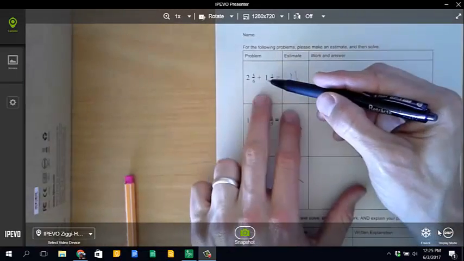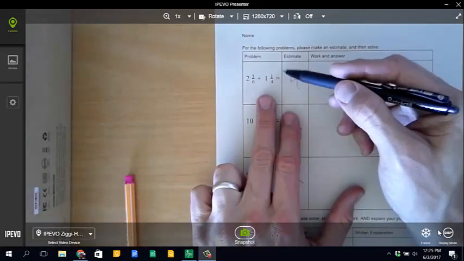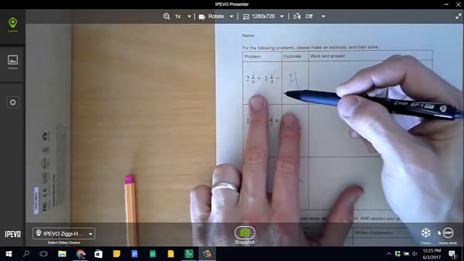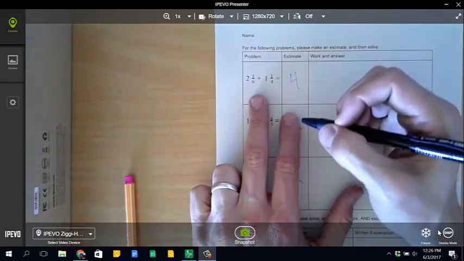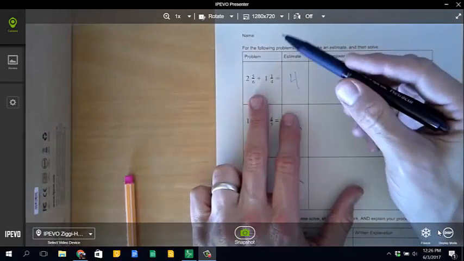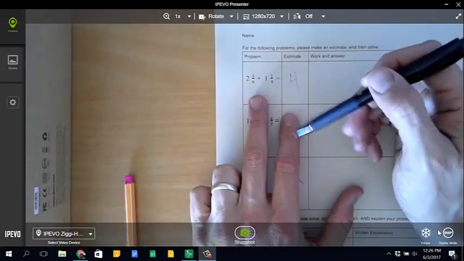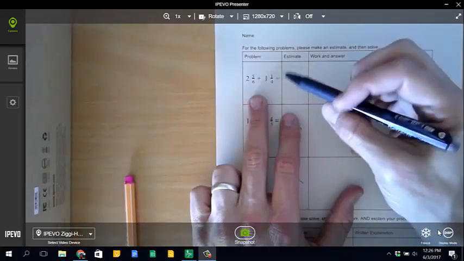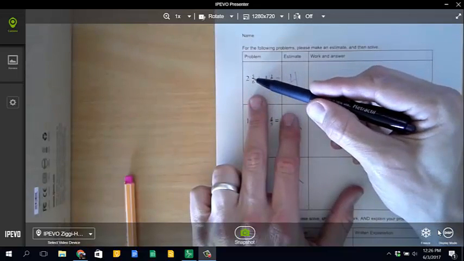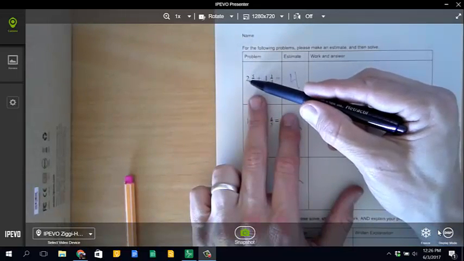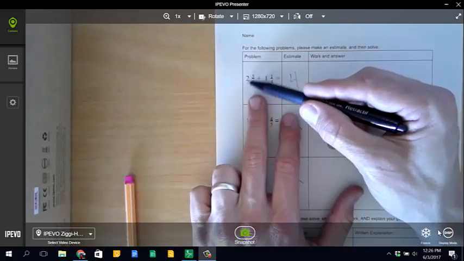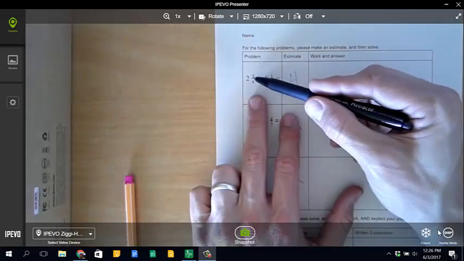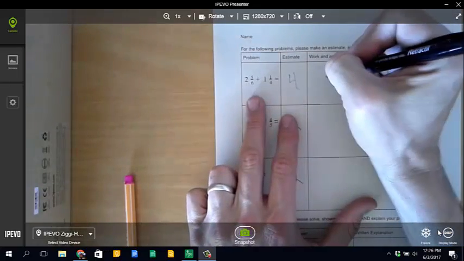When we look at 2 5/6 plus 1 1/4, we have a couple options. We can turn these into improper fractions if we want, or we can just add the whole numbers and then add the fractions and kind of think about it that way. Let's think about improper fractions. So if I have sixths and I have 2 wholes, that would be 12 sixths, because 12 divided by 6 is 2. So if 2 is 12 sixths and I have 5 sixths, that's going to give me 17 sixths.